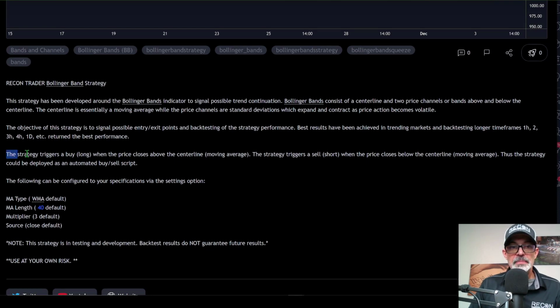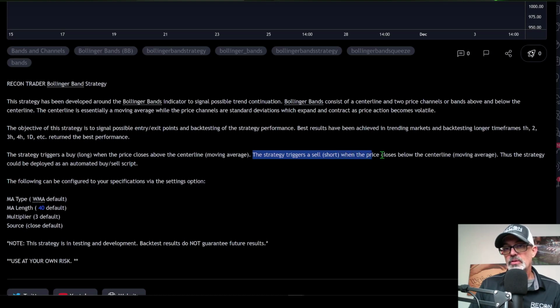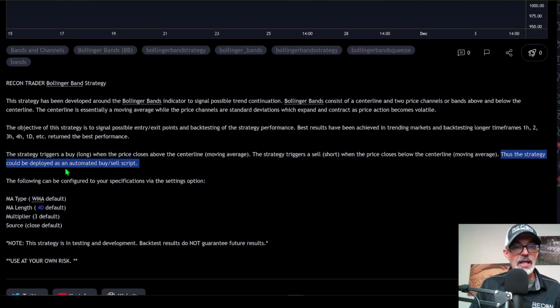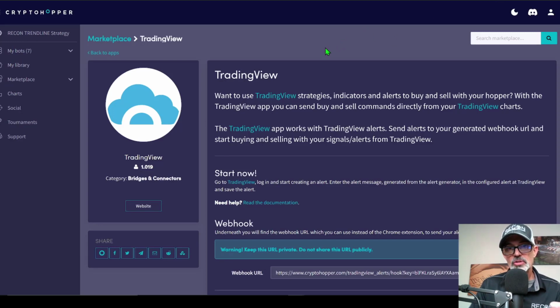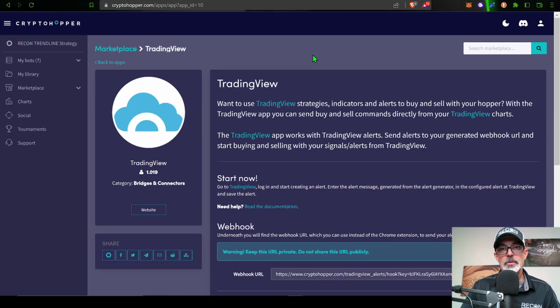And to quickly recap, the strategy triggers a buy or it goes long when the price crosses above the center line or the moving average, and the strategy triggers a sell or opens a short position when the price closes below the center line or the moving average. Thus, the strategy could be deployed as an automated buy-sell script. And that really was the objective of me creating this strategy, is I want to actually be able to deploy this strategy on an automated platform where it will actually execute those orders automatically for me, and I don't have to sit in front of the computer to actually execute those trades.